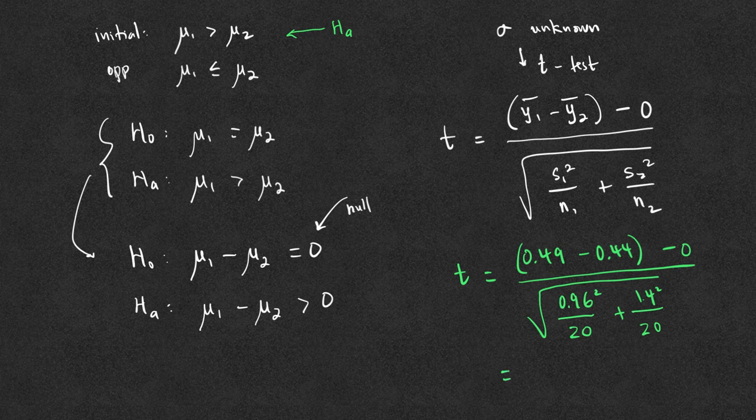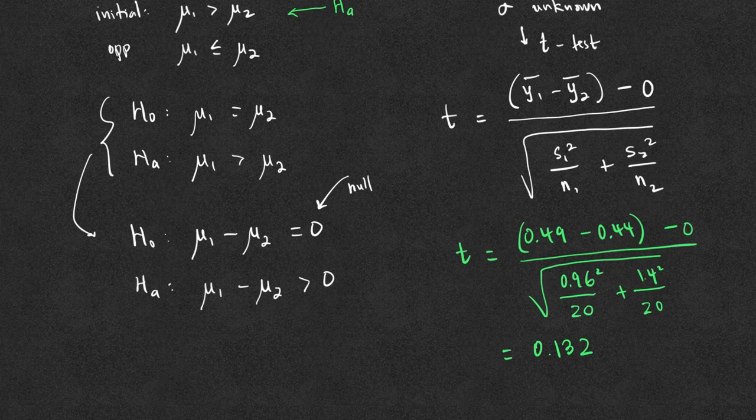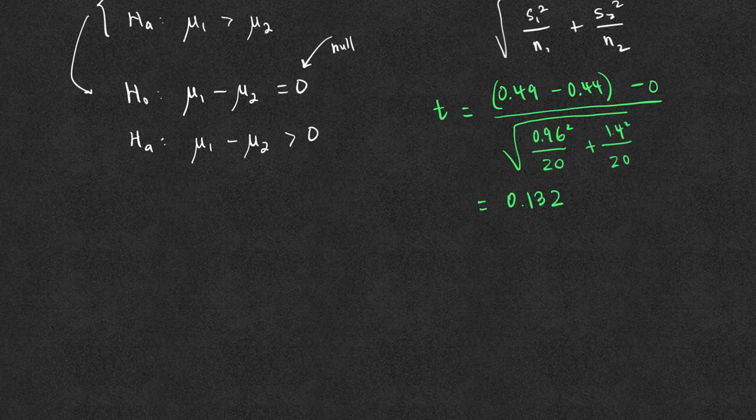Put everything in a calculator, we should get 0.132 for the t-test statistic. With the t-test statistic, when we find the p-value, we would need to know the degrees of freedom.